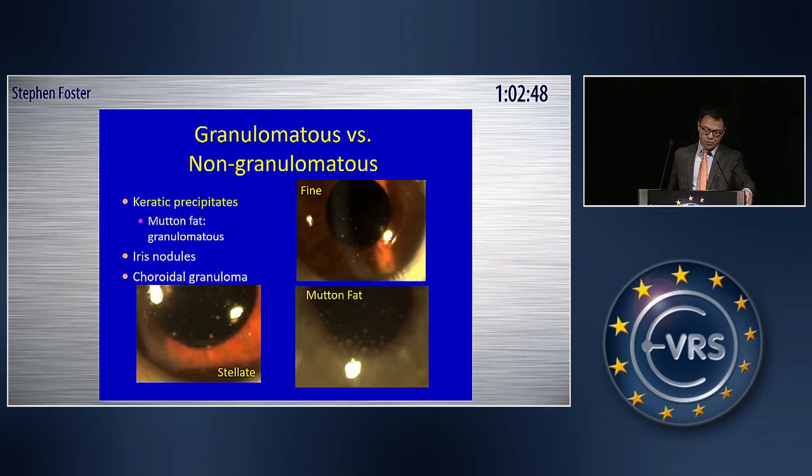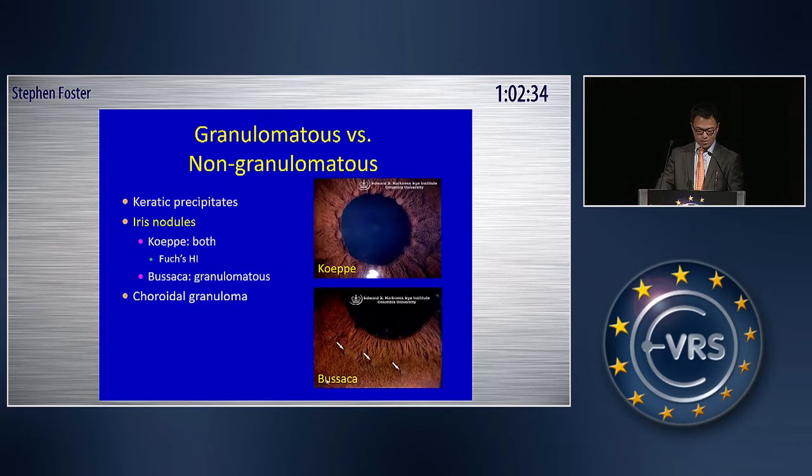Now, granulomatous and non-granulomatous is also very important. When you look at the cornea, you want to look at mutton-fat KP, and that's usually granulomatous. And you can look at the fine stellate ones. What about iris nodules? The Koeppe nodules that you can see in both granulomatous and non-granulomatous anterior uveitis. So in Fuchs, people with Fuchs heterochromic iridocyclitis, you can get this kind of nodules at the pupillary margin, and sometimes that's what makes Fuchs get confused with granulomatous uveitis.